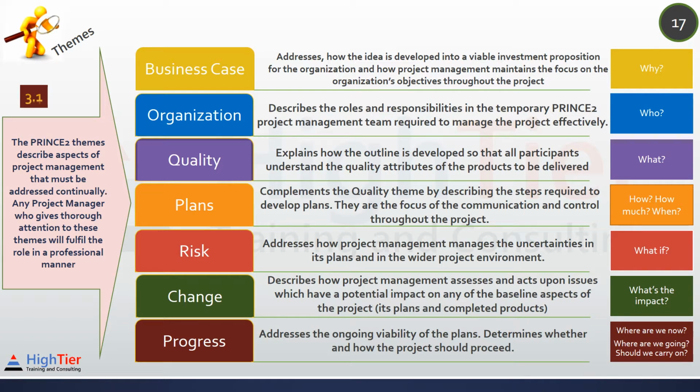Progress. This theme addresses the ongoing viability of the plans. The theme explains the decision-making process for approving plans, the monitoring of actual performance, and the escalation process if events do not go according to plan. Ultimately, the progress theme determines whether and how the project should proceed. Answers the various questions. Where are we now? Where are we going? Should we carry on?